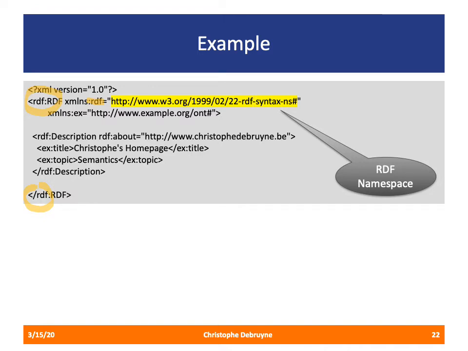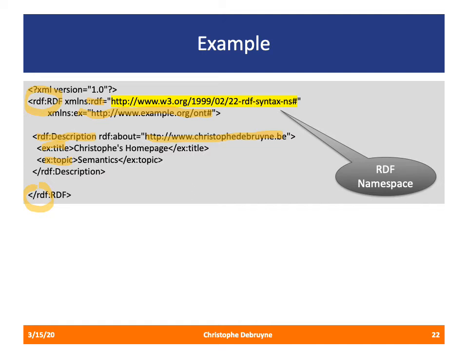Now, I will be describing my website, so I will start by creating an RDF description. See how that concept is declared in the RDF namespace. So I create a description of my website with this particular URI, and I will be stating the following things. That thing has a title, Christoph's homepage, and that thing has the topic, semantics. Now, title and topic have been declared in a different namespace, example, and I will be telling a little bit more about that later on.